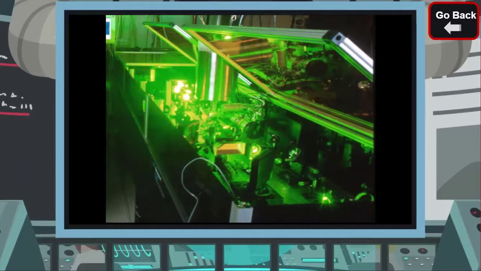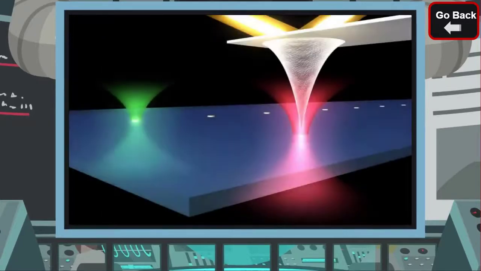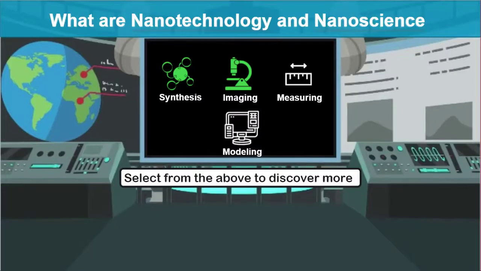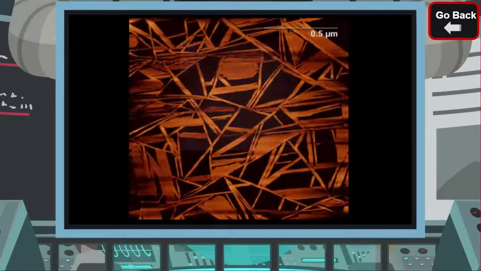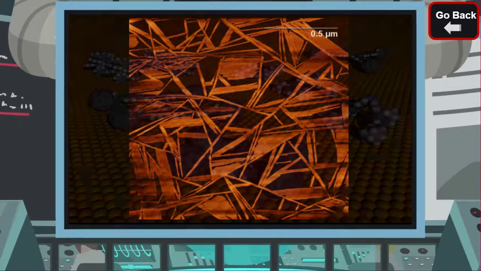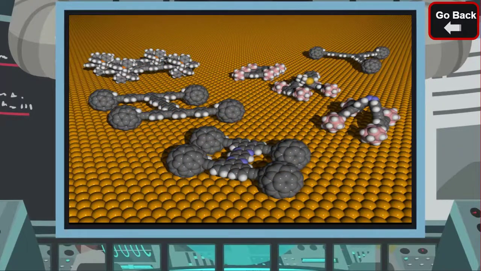Various techniques are used to visualize nanostructures. They are based in electromagnetic radiation, lasers, X-rays, and more. This is a laser used to visualize the nanostructures. This is an atomic force microscope. This is an electron transmission micrograph showing nanofibers. Here is an image captured by atomic force microscopy showing nanotapes. Here is the image of a nanocar.